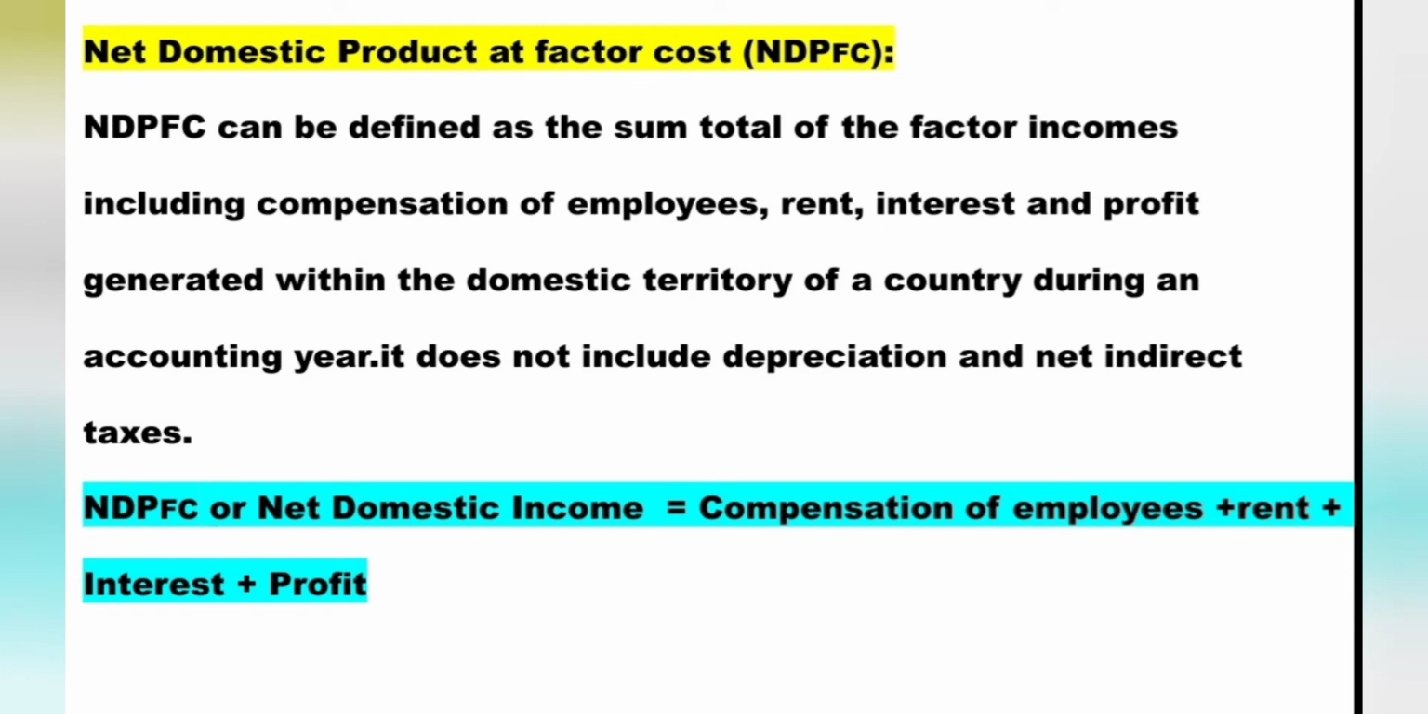We should not add depreciation or net indirect taxes with NDP at factor cost. So GDP at factor cost minus depreciation gives NDP at factor cost, or NDP at market price minus net indirect taxes gives NDP at factor cost.